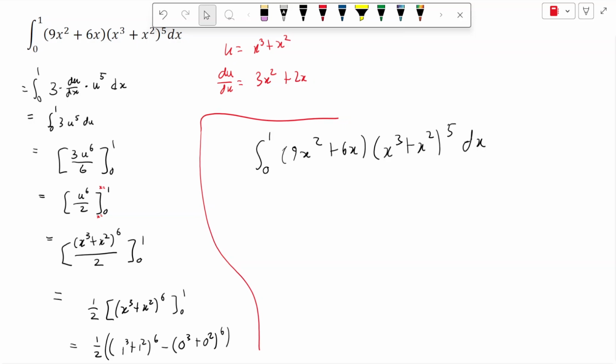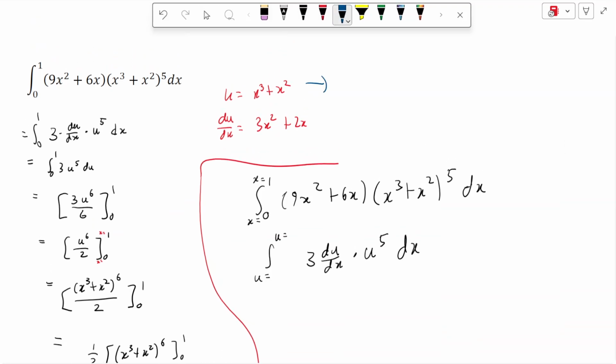Beautiful. All right. So we're going to do the exact same thing. So we're going to use the same u substitution. So what was it? It was 3 lots of du dx here. And it was times u to the 5. Now, really importantly, these bounds were x is 1 and x is 0. I'm going to change this to u bounds now. So if we look at u here, when x is 1, u is 1 cubed plus 1 squared, which is 2. And when x is 0, u is 0 cubed plus 0 squared, which is 0.